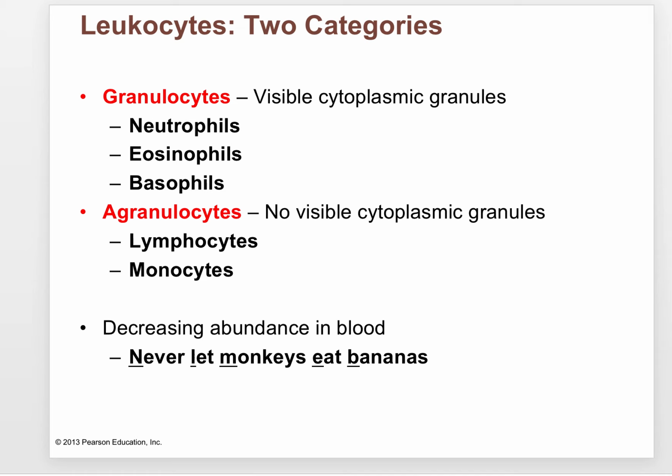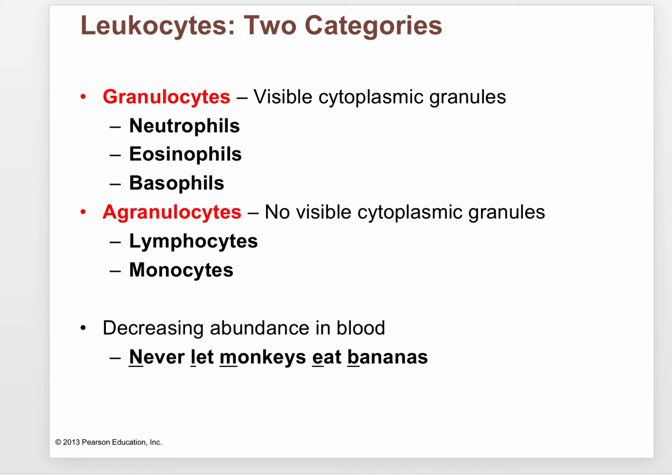There's different types of leukocytes. And you see here there's two main categories of leukocytes: granulocytes and agranulocytes. Granulocytes are the leukocytes, or white blood cells, that have visible granules in their cytoplasm. And agranulocytes, the prefix A in front of a word means the opposite, or it means there's no visible granules in the cytoplasm. And we'll look at the different white blood cells that are in each category. Granulocytes include the neutrophils, eosinophils, basophils. Agranulocytes include the lymphocytes and monocytes.